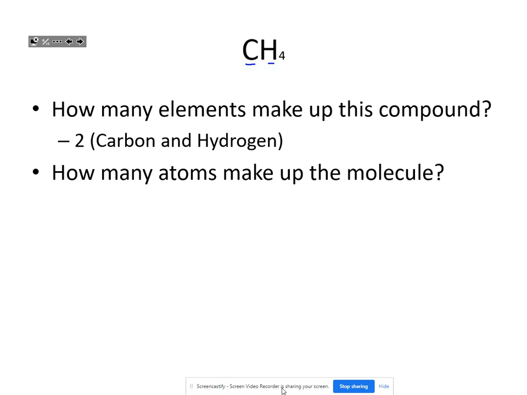Now I ask this question. How many atoms make up the molecule? There's 1 carbon. There are 4 hydrogens, so it's 5 atoms that make that up. All right? 2 elements, carbon and hydrogen, but 5 atoms because there's 1 carbon and 4 hydrogen.